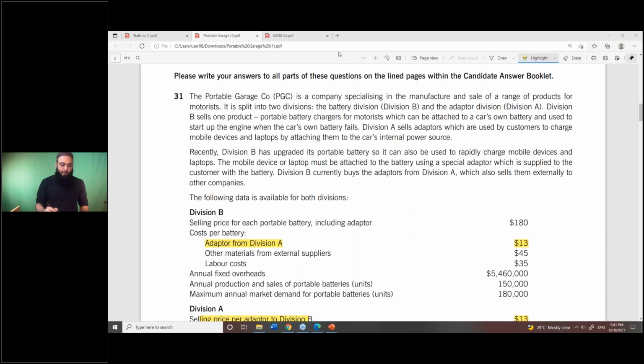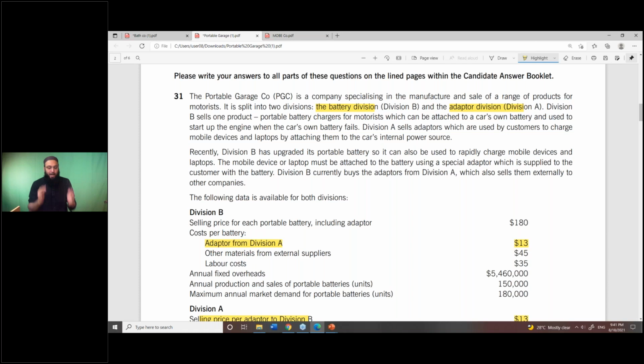Let's read. Portable Garage is a company specializing in manufacture and sale of a range of products for the motorist. It is split into two divisions. Now, what do I need to find out? I have to find out the transfer price. I need units of the current policy. It is split into two divisions, the battery division and the adapter division. Just highlight these to find who is the seller, who is the buyer.